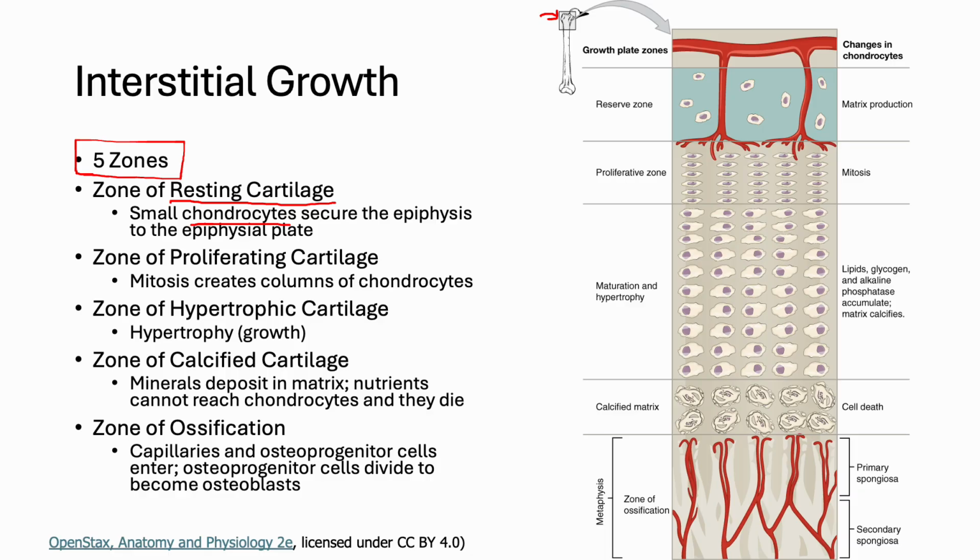So what's going on in this resting cartilage? This is just production of matrix, right? Those chondrocytes are producing the matrix to secure those together.